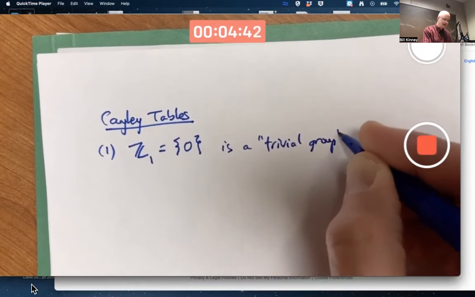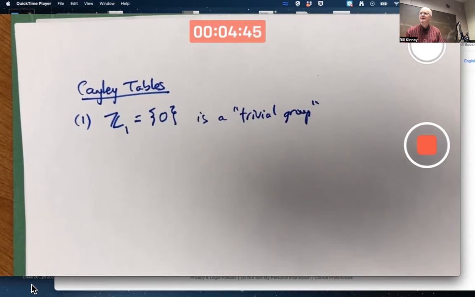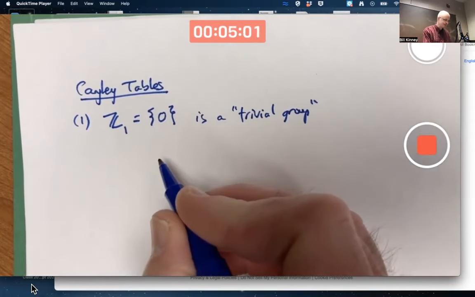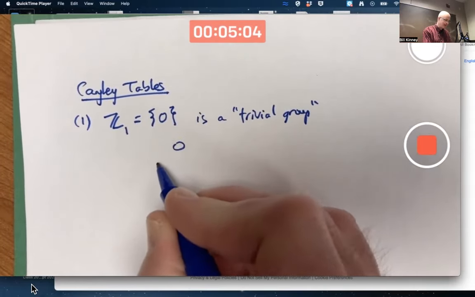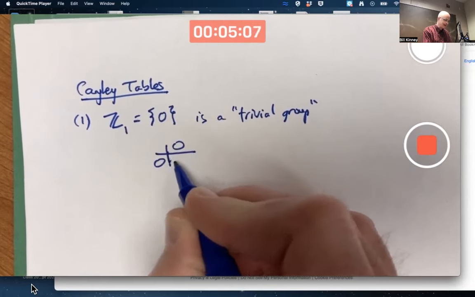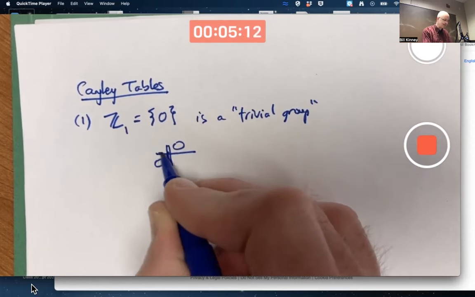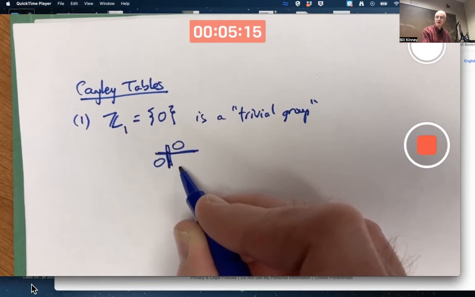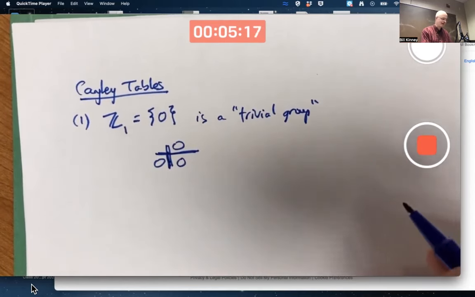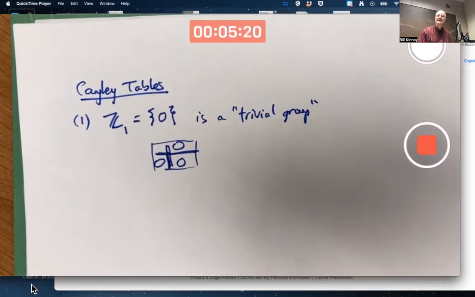because it's only got 1 element, and the group operation, in this case say addition, whether it's regular addition or mod 2 or mod 3, it doesn't really matter, is essentially just saying 0 plus 0 equals 0. It's trivial. Its Cayley table is trivial. I put this 1 element at the top of the table and at the side of the table, and what goes in the middle? Well, 0 plus 0, 0. Very trivial. That is the trivial group.